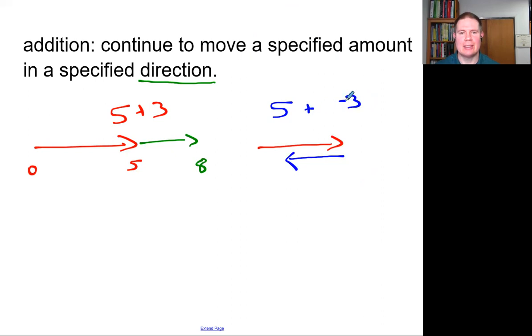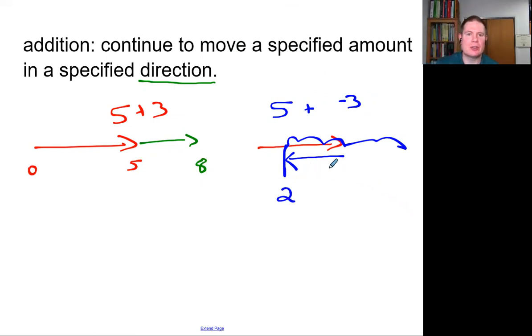So 5 plus -3, I'm continuing to move, right? That's what the plus sign there tells me. A specified amount, that amount is 3. That's the same distance as this one. But this dash says the direction is now backwards. So instead of going 6, 7, 8, I'm going 4, 3, 2. Right? I'm going backwards instead of forwards.